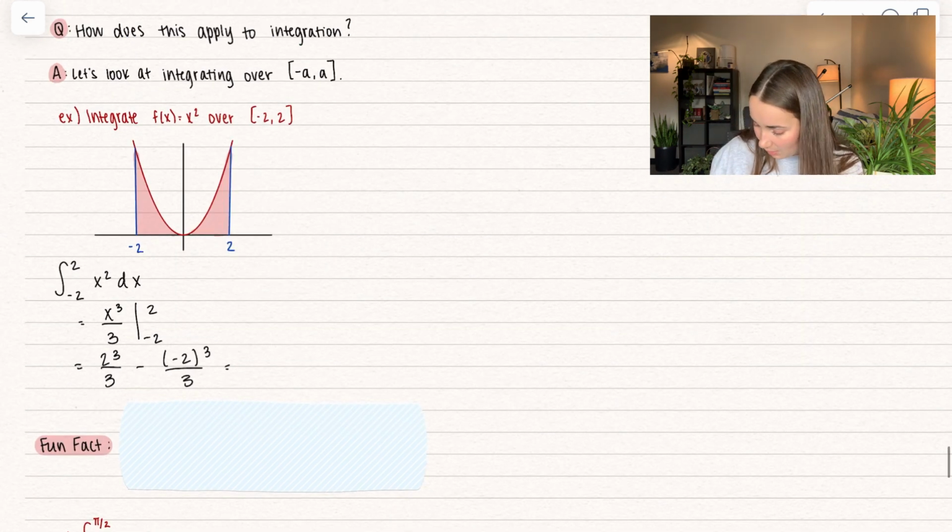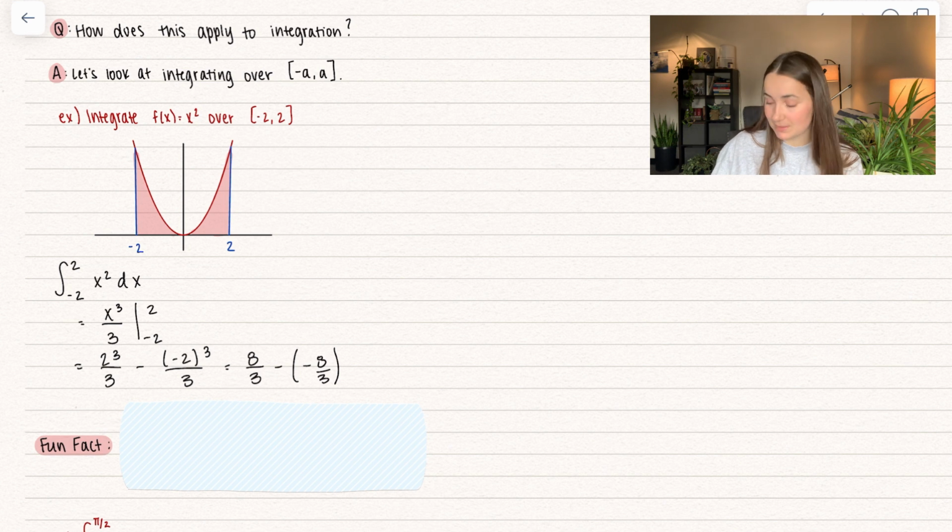So let's math this out. We get 8 divided by 3 minus negative 8 divided by 3. So notice how this becomes a giant plus. This is just equal to 8 thirds plus 8 thirds, which we know is equal to 16 thirds.